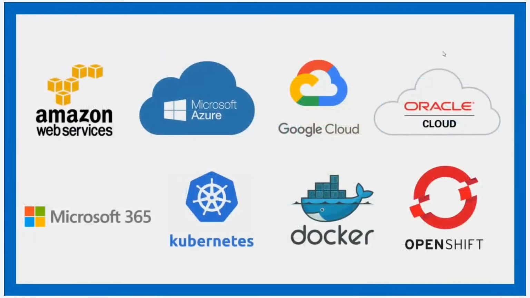So Applications Manager monitors all the popular technologies such as AWS, Microsoft Azure Cloud, Google Cloud, Oracle Cloud, and Microsoft 365. And also containers such as Kubernetes, Docker, and OpenShift. But today, we'll be focusing on the two most popular cloud technologies, which are AWS and Azure. So here I will be discussing how you can add and monitor the critical metrics in AWS and Azure using Applications Manager.